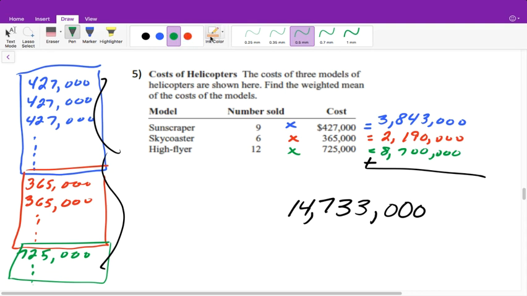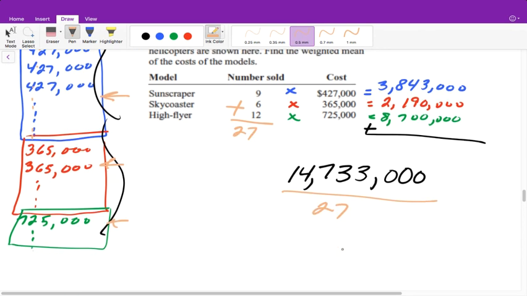Right, then we would divide it by the total number that we have. Well, we count them up: 1, 2, 3, 4, 5, 6, 7, 8, 9, 10, 11, and so on. Or we can just add up the total number that we sold. 9 plus 6 is 15. That would be adding the blue with the red. Plus 12 is 27. So then we would divide by the total number that we sold.